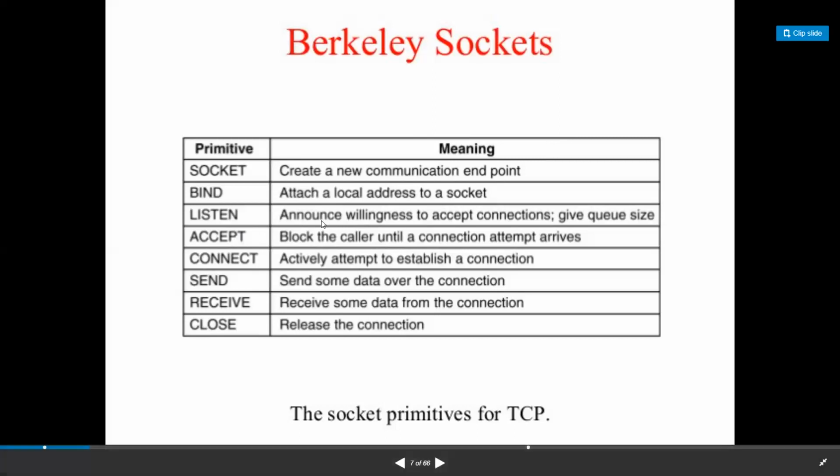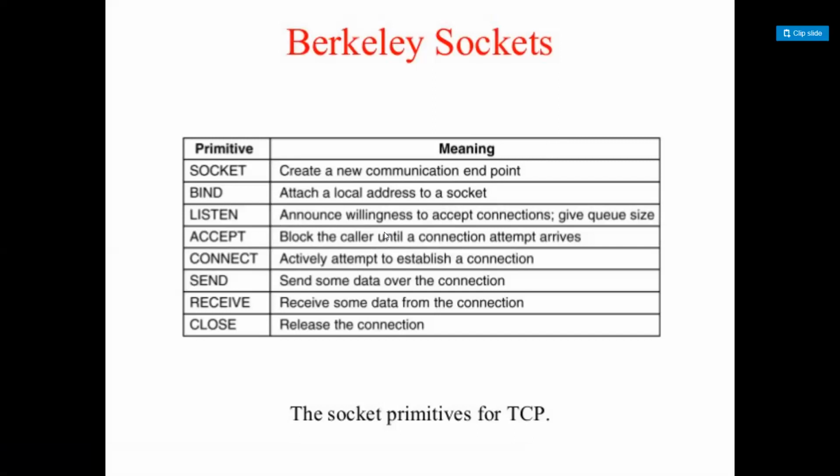It announces the willingness to accept connections. Accept: block the caller until the connection attempt arrives. Connect: actively attempt to establish a connection. Send: send some data over the connection. Receive: receive some data from the connection. Lastly, to release the connection, the primitive is close.